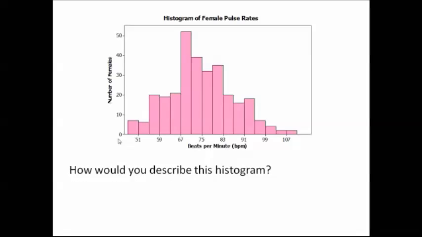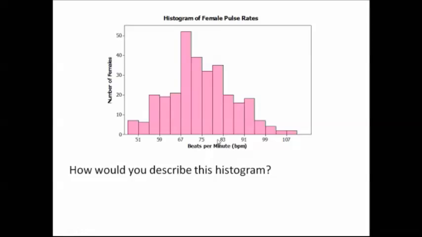Before we leave this histogram, how would you describe it? Think back to Chapter 4 and some of the words we used to describe histograms. Well, let's see. I think we can all agree that it's unimodal. There's that one central hump here in the middle of the histogram.